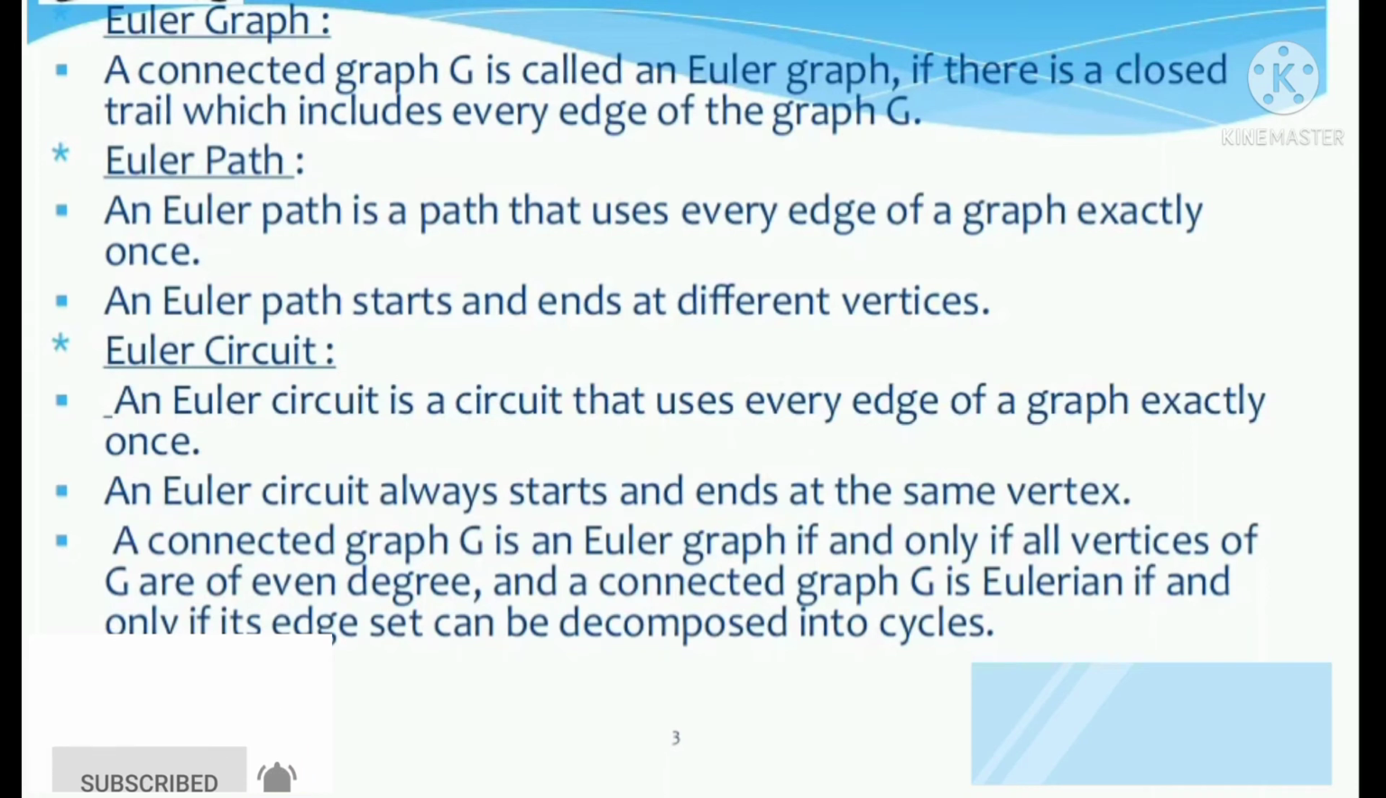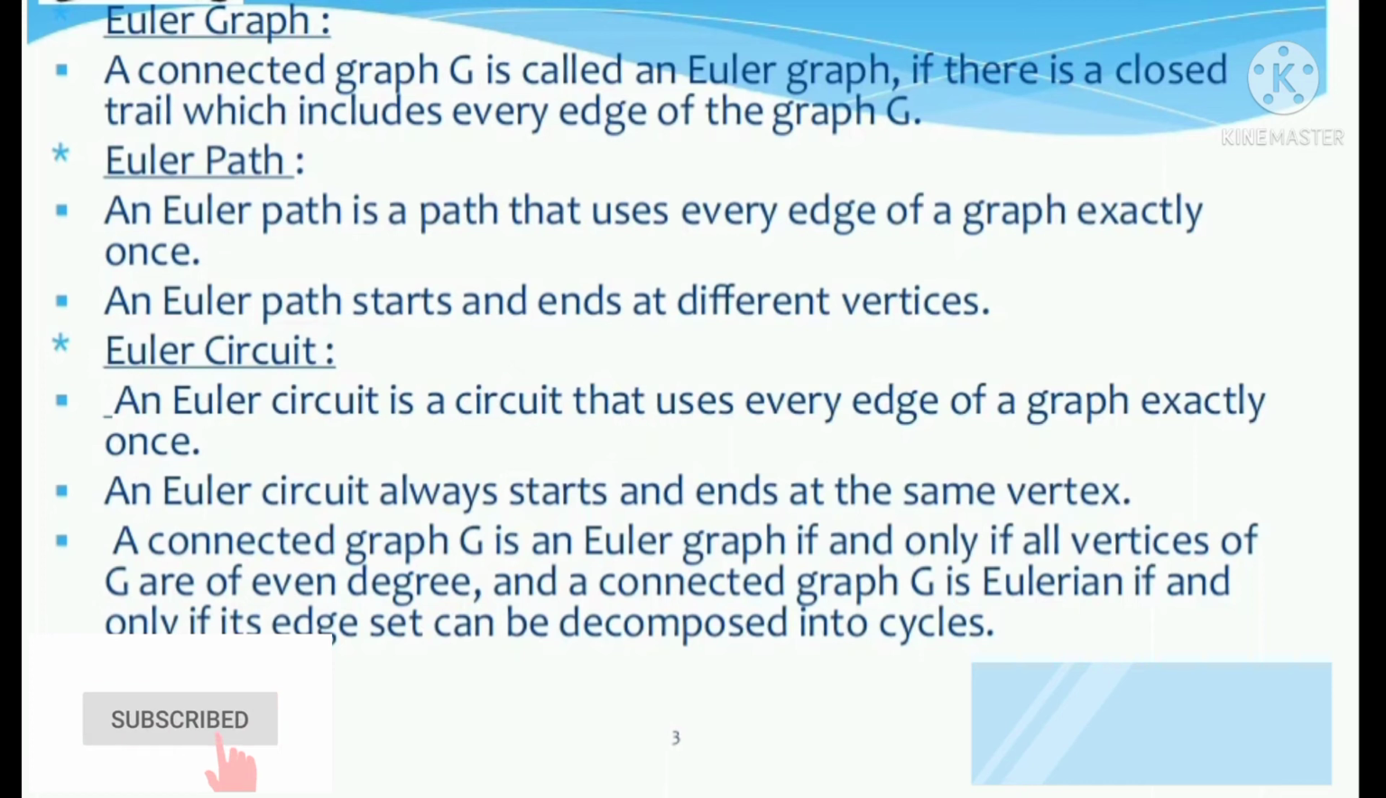A connected graph G is called an Euler graph if there is a closed trail which includes every edge of the graph G. Next, Euler path. An Euler path is a path that uses every edge of a graph exactly once. An Euler path starts and ends at different vertices. Next, Euler circuit. An Euler circuit is a circuit that uses every edge of a graph exactly once. An Euler circuit always starts and ends at the same vertex.